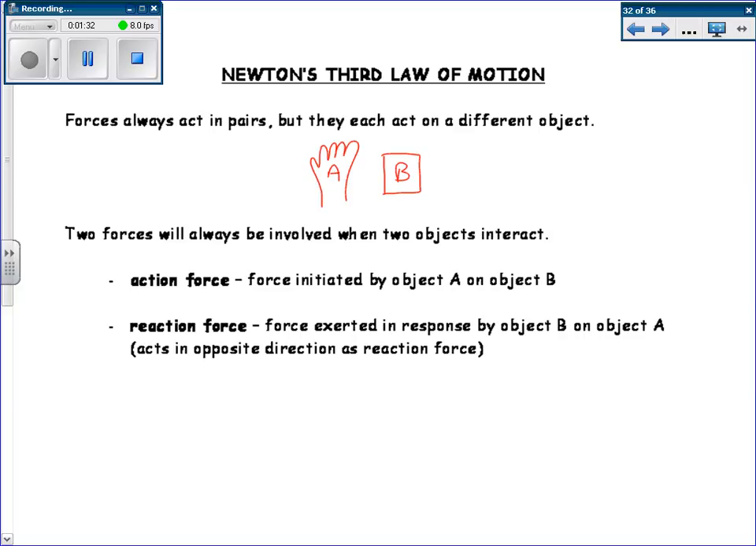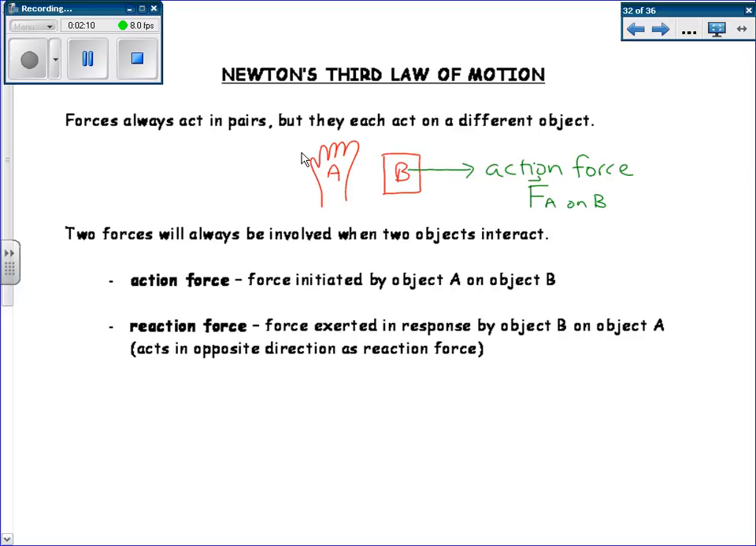Okay. So the action force will be the force of A on B. The action force is the force initiated by object A on object B, and I just simplify that to be force of A on B. And the reaction force is the force exerted in response by object B on object A, and it acts in the opposite direction.